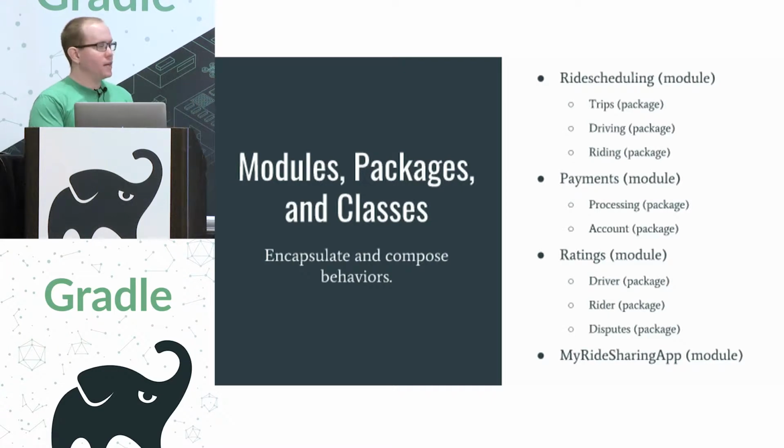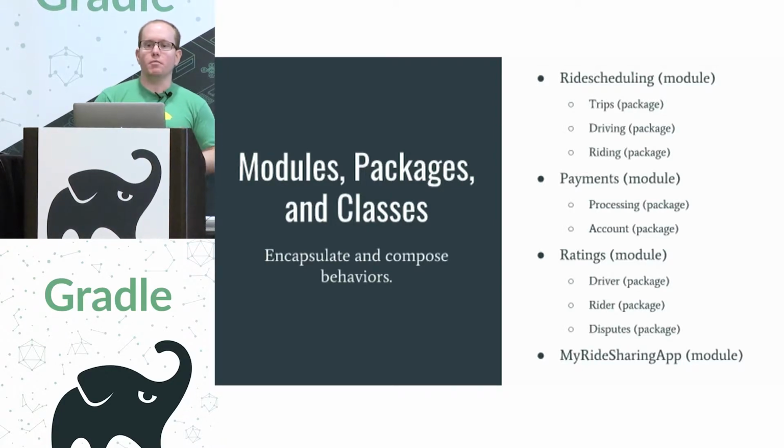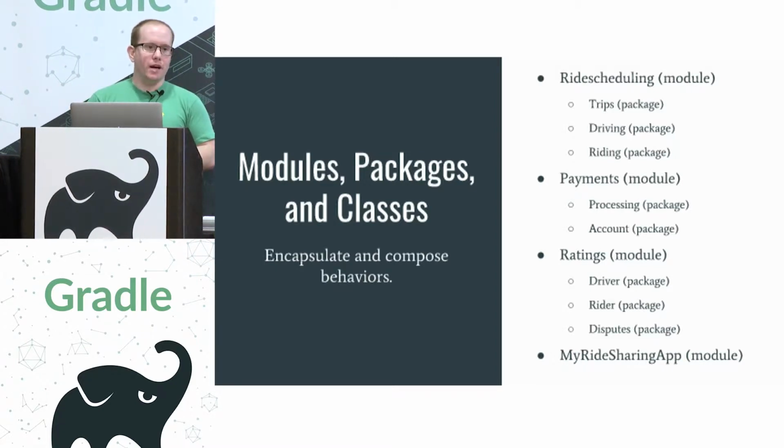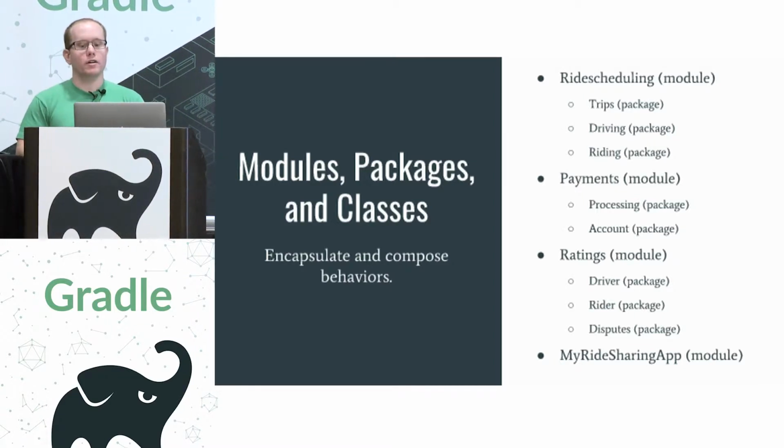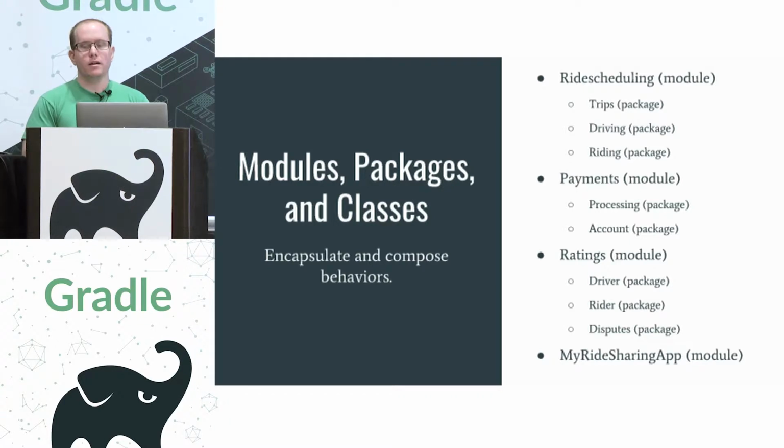You can imagine looking at a structure in Android Studio like this. We have 4 modules. 3 of the modules come directly from the business problems on the previous slide: ride scheduling, payments, and ratings. And then, of course, there's an application module. We further subdivide those problems. Ride scheduling involves trips. There's also behaviors while you're driving, behaviors while you're riding. Payments involve both processing as well as probably an account to hold your credit cards and receipts. Ratings involve those for the driver, rider, and somehow processing disputes.